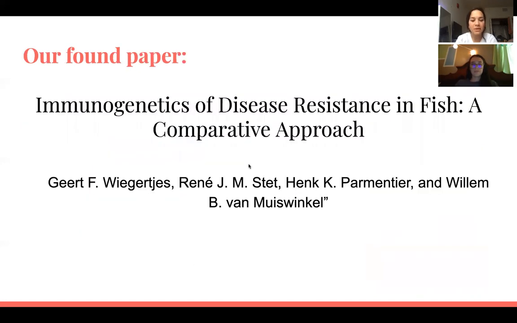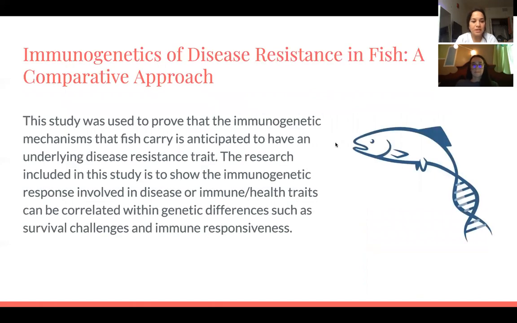Okay, so the paper we selected is called The Immunogenetics of Disease Resistance in a Fish, a Comparative Approach. This study was used to prove the immunogenic mechanisms that fish carry and is anticipated to have an underlying disease-resistant trait. The research included in this study is to show the immunogenic response involved in disease or immune health traits and how they can be correlated within genetic differences such as survival challenges and immune responsiveness.